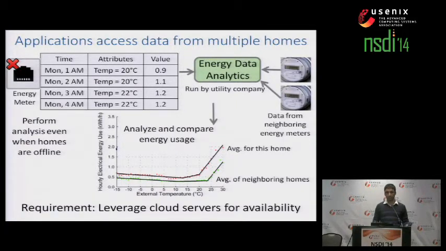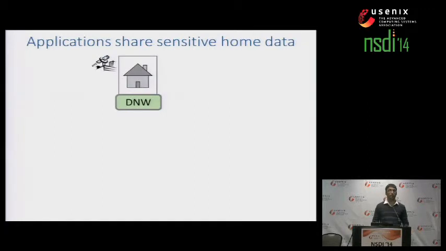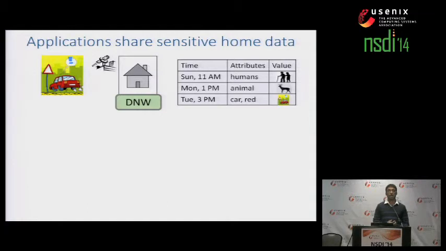Applications for smart homes also share sensitive home data. Consider the example of Digital Neighborhood Watch. So an instance runs in a home and it monitors the footage from the security cameras. If it sees an activity, it records it. For example, if it sees a moving car, it records that it saw a car, its color was red, information like where the car entered from, where it exited from, etc. It requires support to tag data.